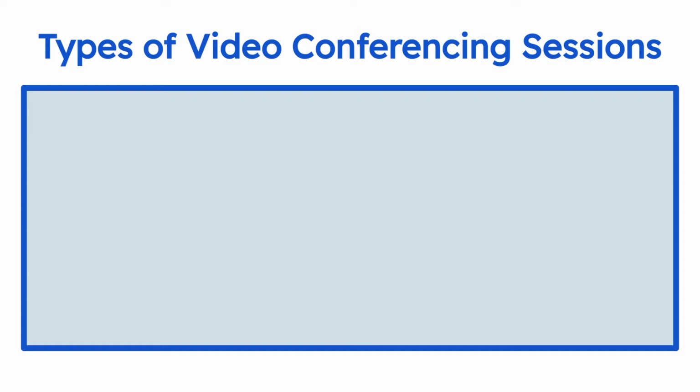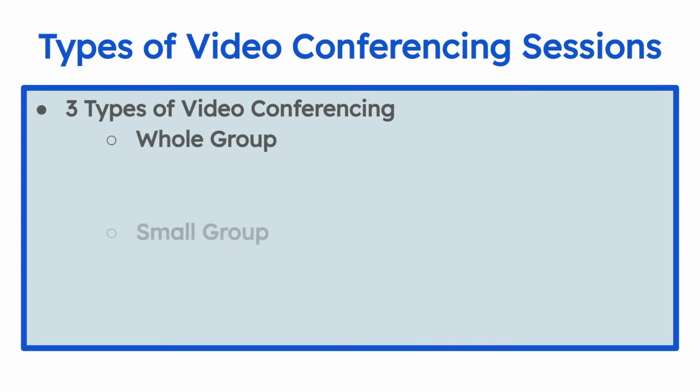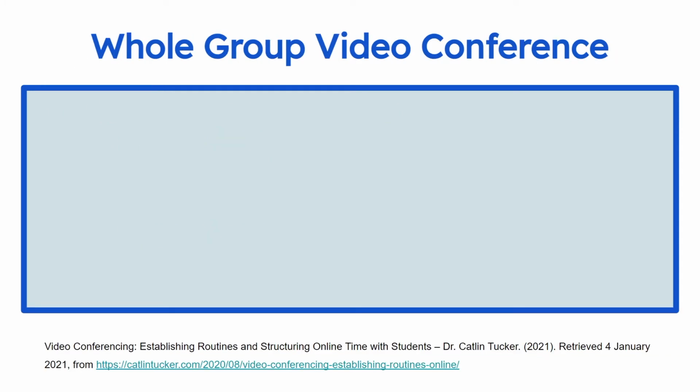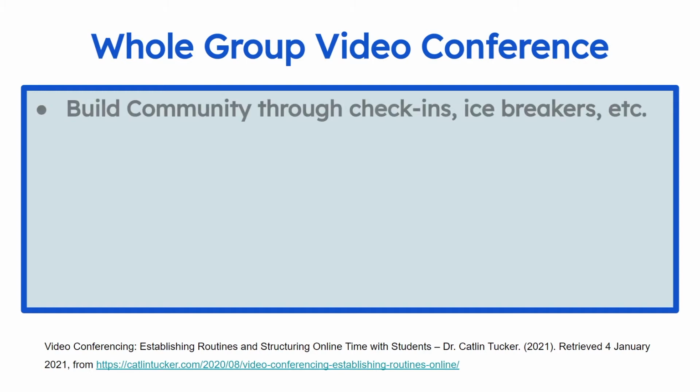There are different types of video conferencing sessions. There are actually 3 types: whole group, small group, and individual conferencing. Let's take a closer look at each of these. With whole group conferencing, we would want to use this when we want to build a community through check-ins, icebreakers. This is a time to build relationships with your students and allow students to build relationships with each other.